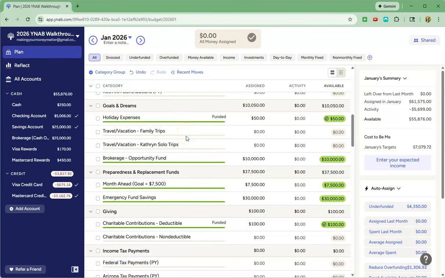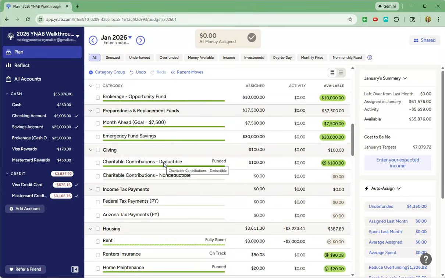And then I also have a brokerage opportunity fund, which is where I basically have kind of a holding category, and I keep an amount of money for when things come up, such as if the stock market dips, I can buy in there, or if I have family members who need extra help, just things like that.